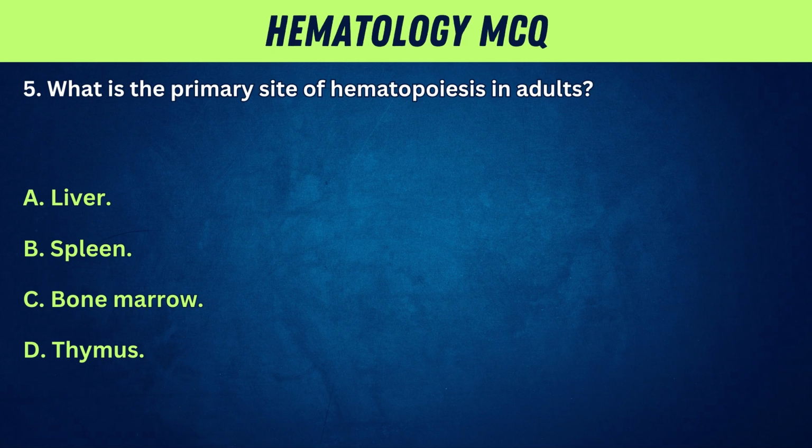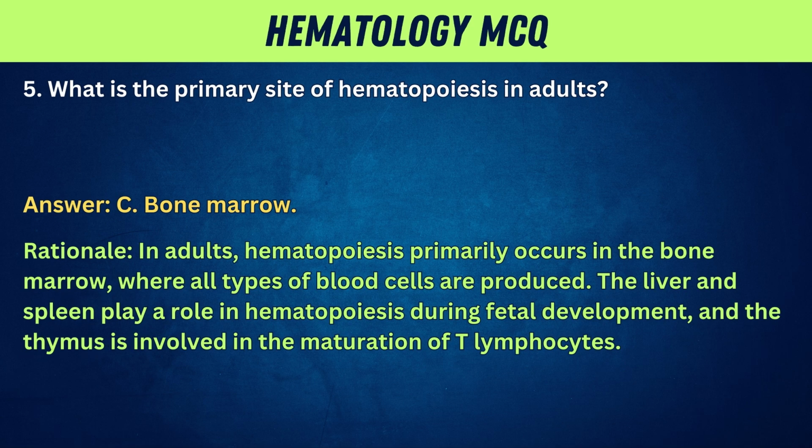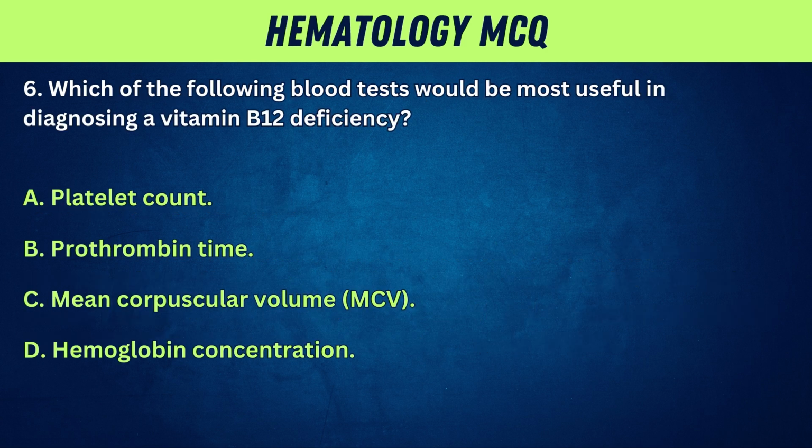5. What is the primary site of hematopoiesis in adults? A. Liver. B. Spleen. C. Bone marrow. D. Thymus. Answer: C. Bone marrow. Rationale: in adults, hematopoiesis primarily occurs in the bone marrow, where all types of blood cells are produced. The liver and spleen play a role in hematopoiesis during fetal development, and the thymus is involved in the maturation of T lymphocytes.